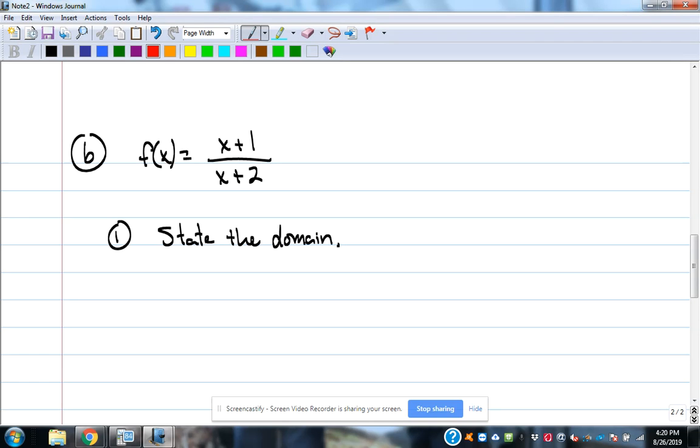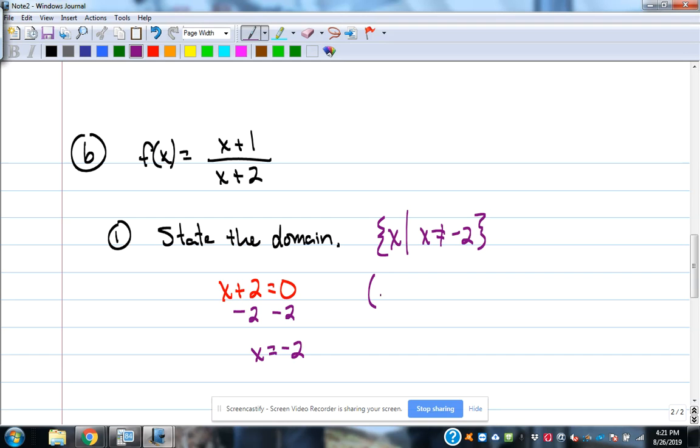Set what to 0? x plus 2, the denominator of the fraction. You're going to set it equal to 0. So x plus 2 equal to 0 and solve that. So minus 2, minus 2. Domain, all x's as long as x does not equal negative 2. There's the set notation and interval notation. Negative infinity, we're going to get up to negative 2, we'll skip it, and then truck on to positive infinity.